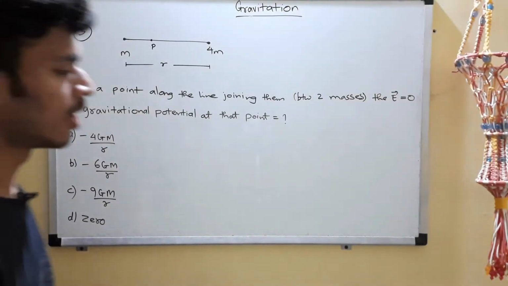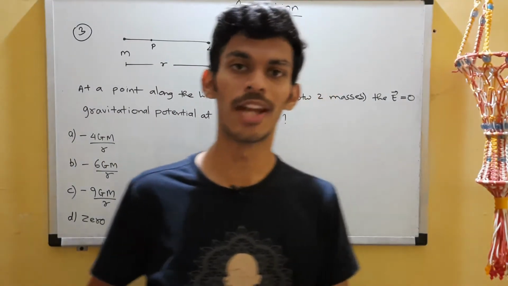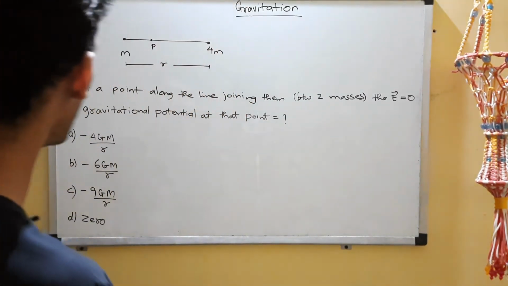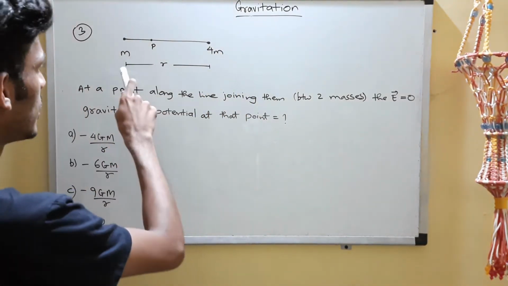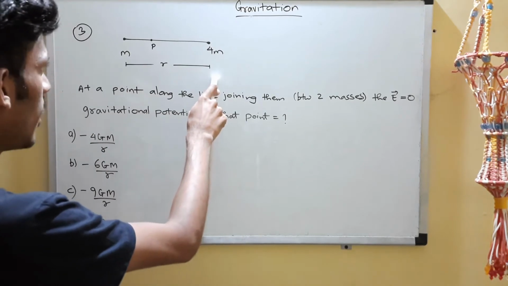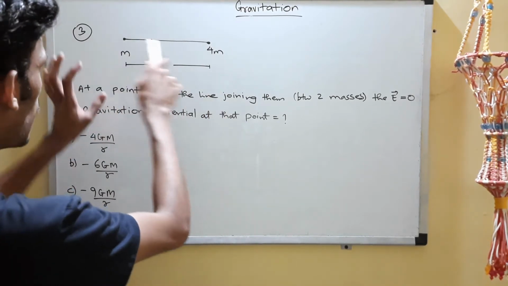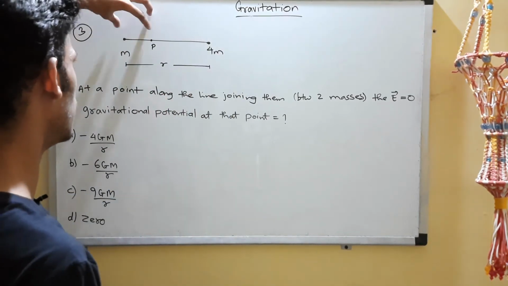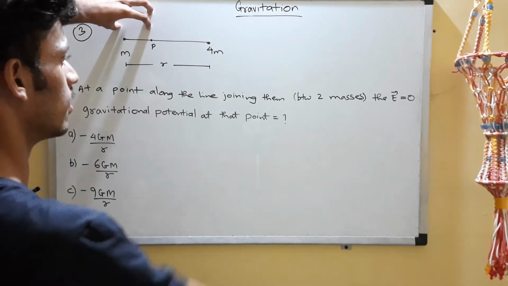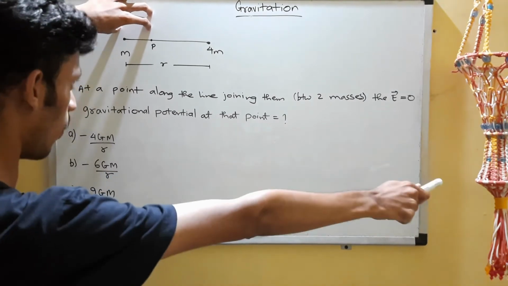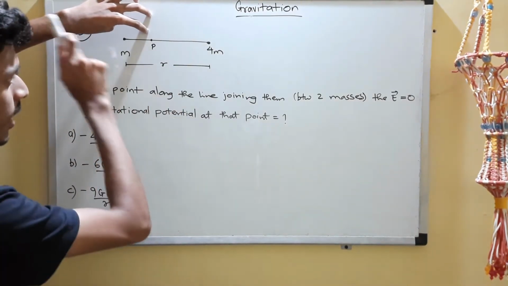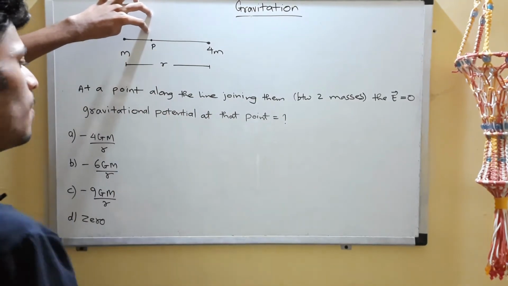Question number 3 over here, again from the same topic of gravitational field, potential and potential energy. In this question we have two masses m and 4m which are separated by a distance r. We are told that at this point P, a point between these two masses along the line joining them, the gravitational field becomes zero. You are supposed to tell what is the gravitational potential at that particular point, which is P in our case.